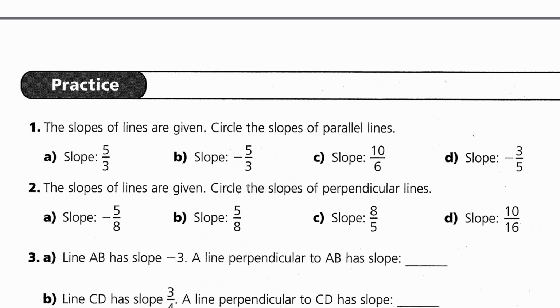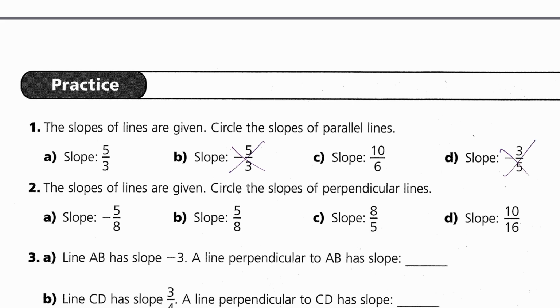Here we are going to apply the concept of parallel lines in this assignment. Question number 1. The slopes of lines are given. Circle the slopes of parallel lines. First of all, we know that parallel lines have the same slope. So it should be either both positive or both negative. Here we have two negative numbers, -5 over 3 and -3 over 5. Of course, they are different numbers, different ratios. So they can't be parallel lines.